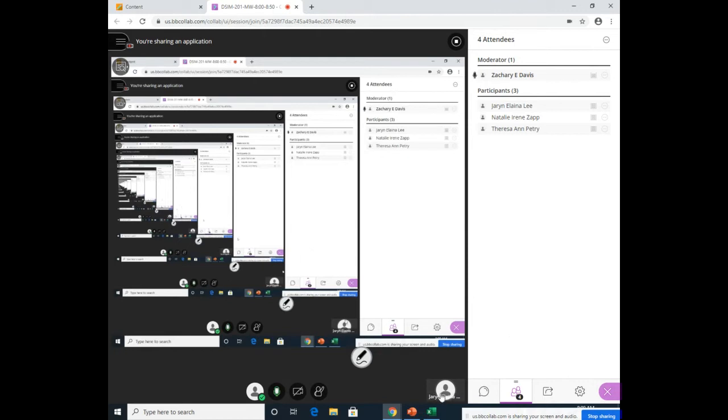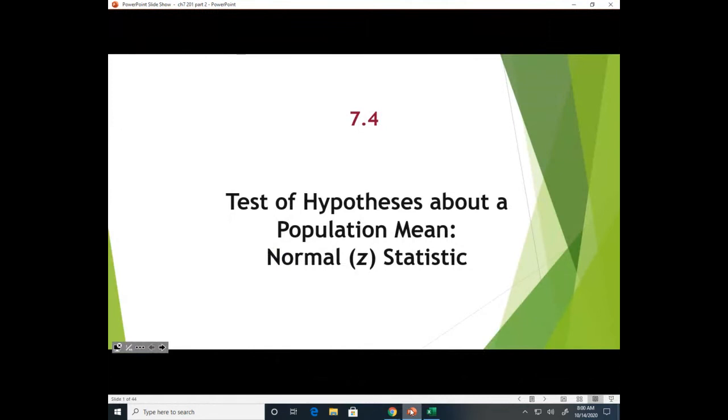Okay, it's 8 o'clock, so let's get started. This class probably won't be as long because we're only going to finish up chapter 7. So we're going to continue on with inferential statistics and hypothesis testing.